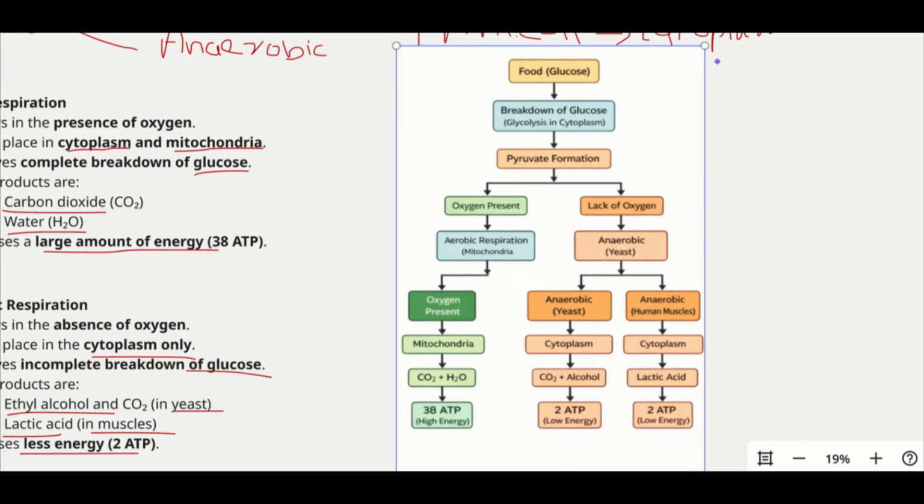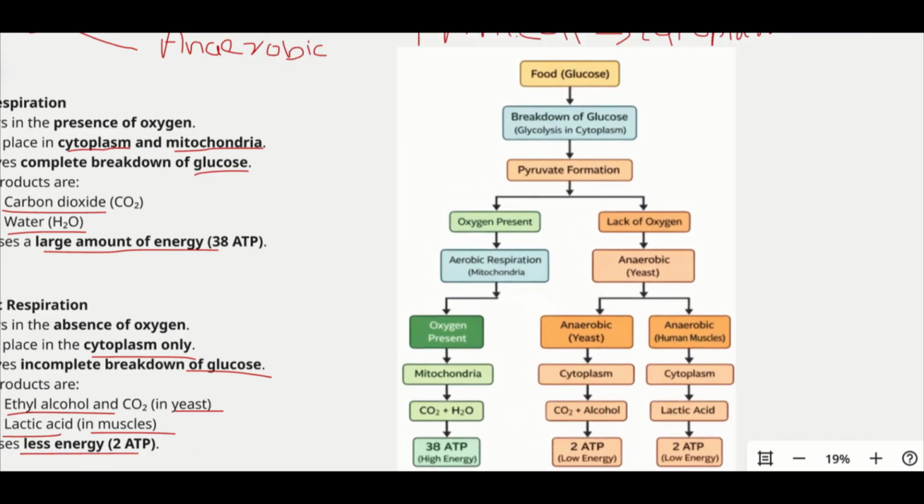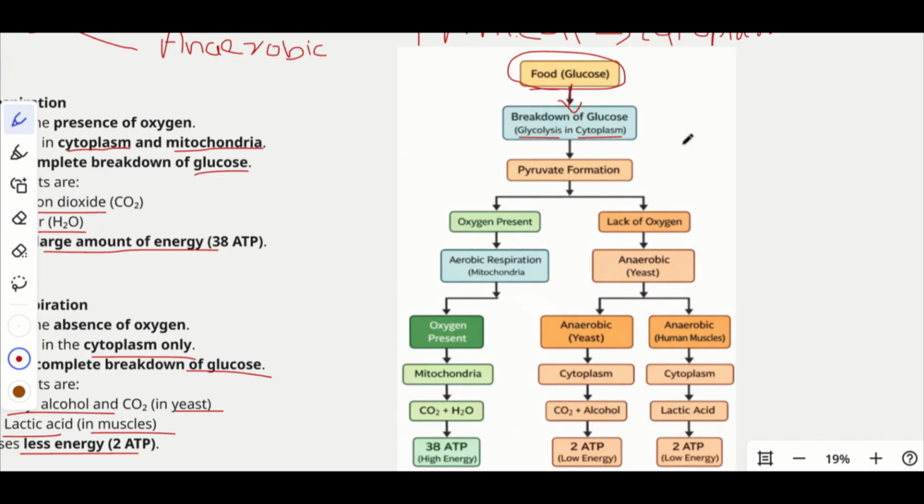Now let us take a look at this flow chart. From the food, what do we get? Glucose, right? Then the glucose will have to break down first. As we mentioned earlier, every nutrient has to be transformed into smaller molecules in order to be used. There's a process called glycolysis in the cytoplasm. As a result, the breakdown of glucose happens, and the glucose forms pyruvate.